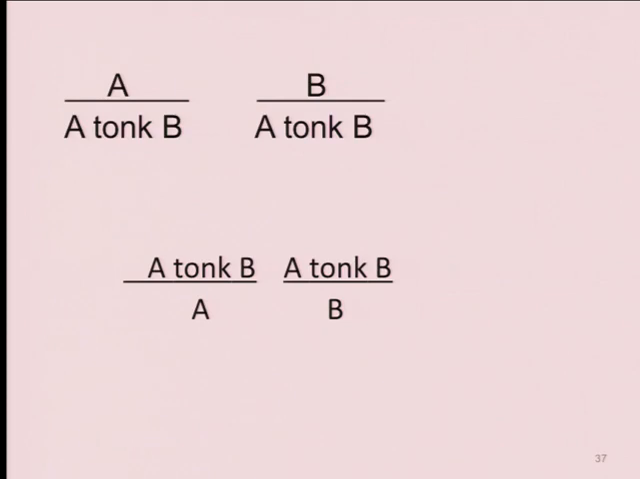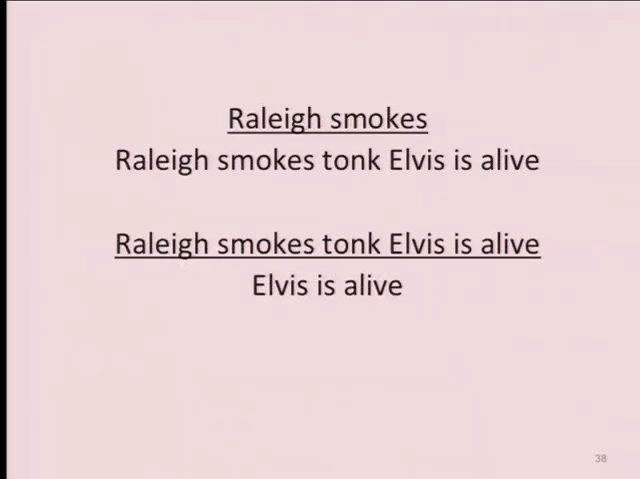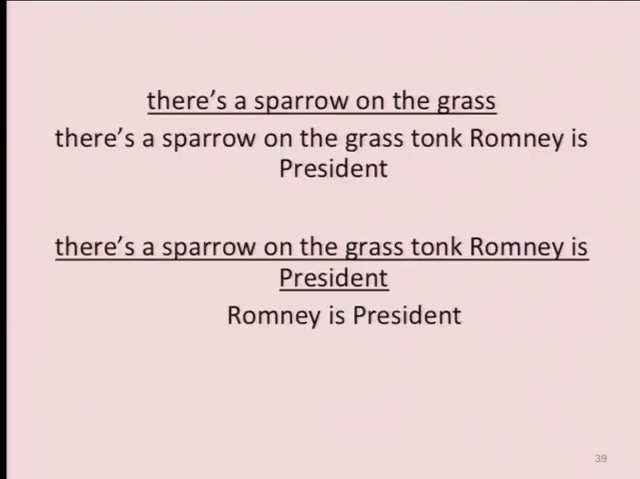You can bypass all this tedious mathematics. Isn't that fantastic? From Raleigh smokes, you can get Raleigh smokes, tonk, Elvis is alive. From Raleigh smokes, tonk, Elvis is alive, you can get Elvis is alive. Don't say you don't learn anything in this class. These people who think Obama can't really be president, well, there's a sparrow in the grass. There's a sparrow in the grass, tonk, Romney is president. Hence, Romney is president. Well, there you go. Isn't that great? Why stop short at the thing with witches?